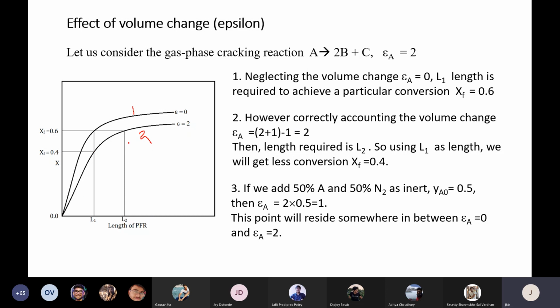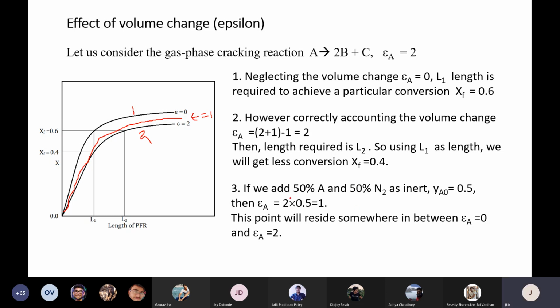So various curves if you draw for various epsilon, we can compare the addition of inerts, the effect of inerts. That is the third point. If we add 50% A with 50% nitrogen, then YA0 is 0.5 and what is epsilon A? 2 into 0.5 is equal to 1. So epsilon is 1. So this will reside in between 0 to 2, that is somewhere in between these two curves. Difficult to draw this. This is for epsilon is equal to 1.